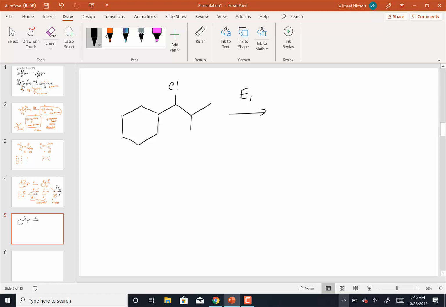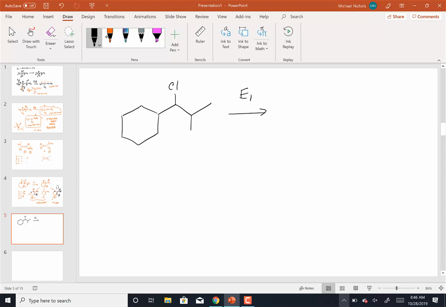Okay, if we have these ones then. So if we have our alpha and our beta carbons, let me just show you without doing the mechanism how you could write the products directly without the mechanism. So we're going to lose HCl in this process. That's what the elimination is. So we're going to lose the beta hydrogen and the Cl.